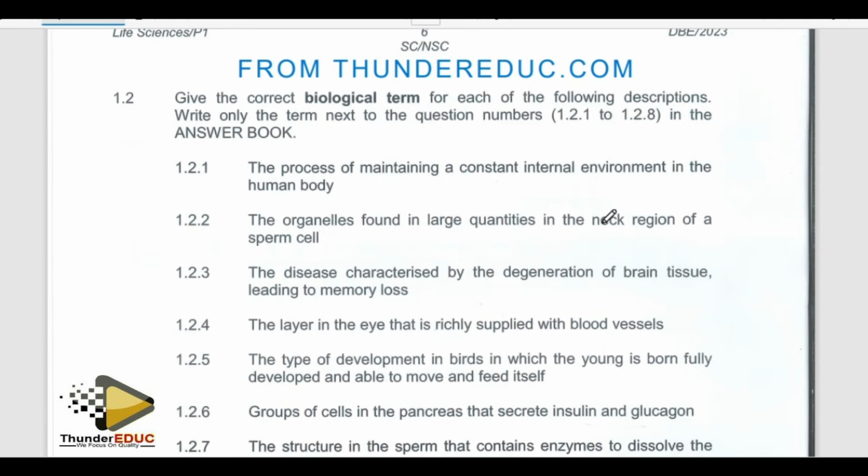Okay, number 1. The first question, they are saying the process of maintaining a constant internal environment. How do you call that? We call it homeostasis. That's number 1. Good. They say organelle found in large quantities in the neck region of the sperm. How do you call those organelles? Mitochondria. Yes, they're saying organelles.